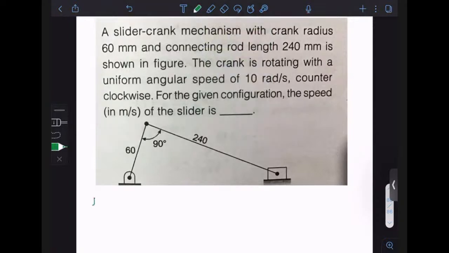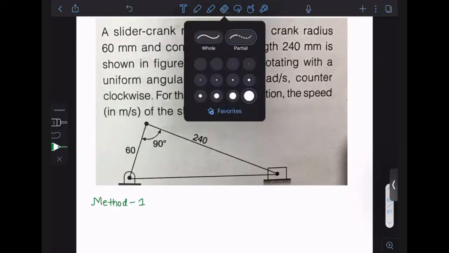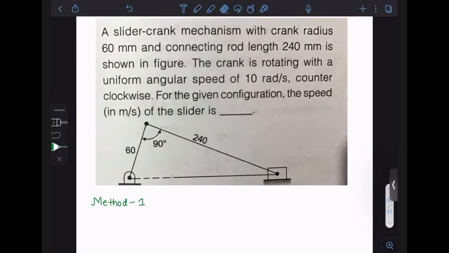We can solve it by two different methods. Method number one. Slider crank mechanism with crank radius 60 and 240 is the connecting rod, and the piston. No problem at all. Angle is 90 degree also. Right. So here omega is given to you. First of all, we know this angle is going to be beta and this angle is going to be theta.